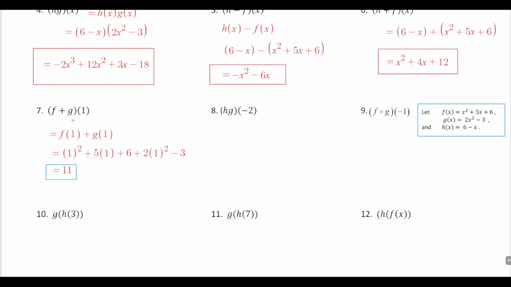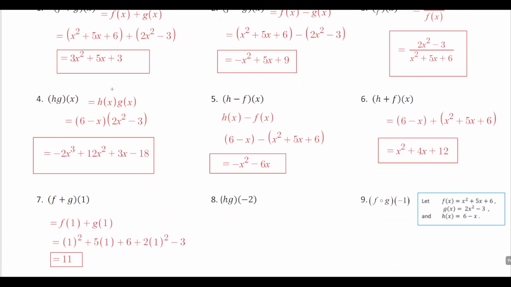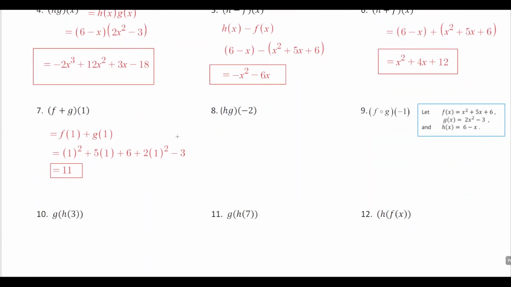So you could do it either way. It really doesn't matter whether you add up the individual values here, or you find f plus g first and then plug in 1. Either way is fine, but I do want to show you both ways so that you can pick and choose which one you like better.